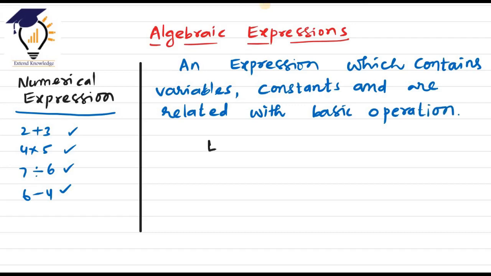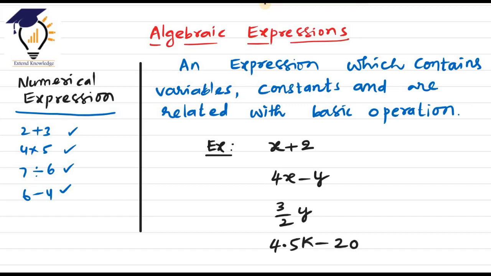I'll put some examples and show you how it looks. x plus 2, this is an algebraic expression. 4x minus y, this is an algebraic expression. 3 by 2y, this is an algebraic expression. 4.5k minus 20, this is an algebraic expression. So all these are algebraic expressions. In an algebraic expression there are certain terms to learn about: what an algebraic expression includes, what a variable is, and what a constant is. We are going to see all of that now.